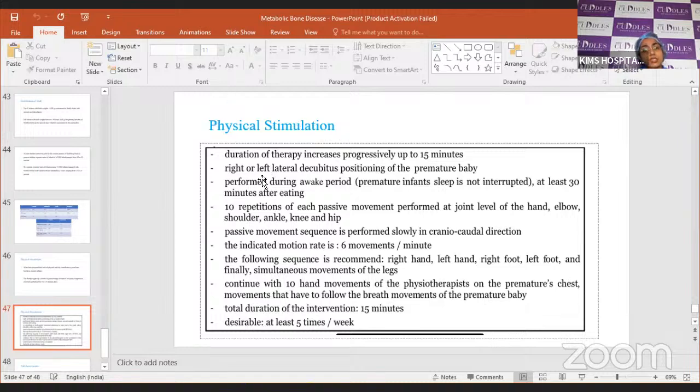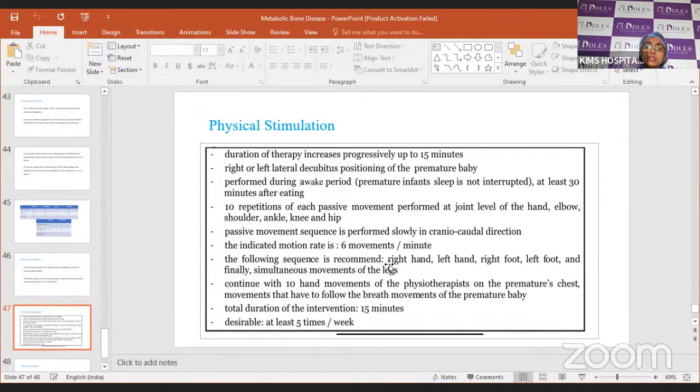So what is physical stimulation? The duration of the therapy increases progressively up to 15 minutes, turning the baby to the right or left lateral position. It should be performed during the awake period, that is at least 30 minutes after eating, and we should not disturb the preterm baby's sleep. 10 repetitions of each passive movement should be performed at the joint level of the hand, elbow, shoulder, knee and hip. The passive movement sequence is performed slowly from the cranium to the caudal direction. The indicated motion rate is 6 movements per minute.